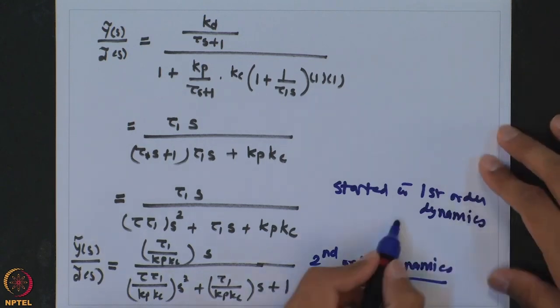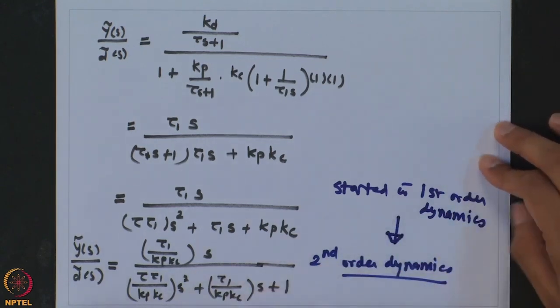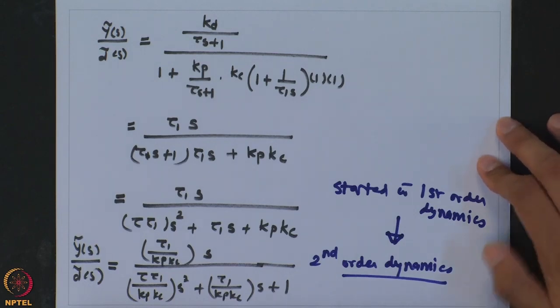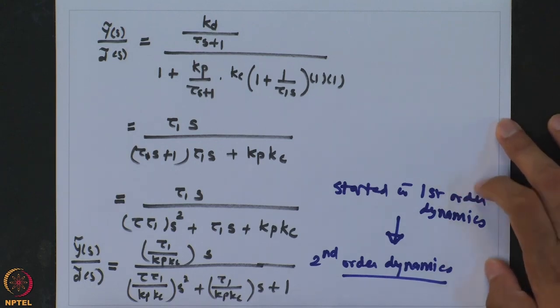And because of the integral action, we have increased the order of the system. So if we try to connect to what we did during the dynamics module, it is going to cause the closed loop system to respond sluggishly compared to the original system, as we are increasing the order of the system.